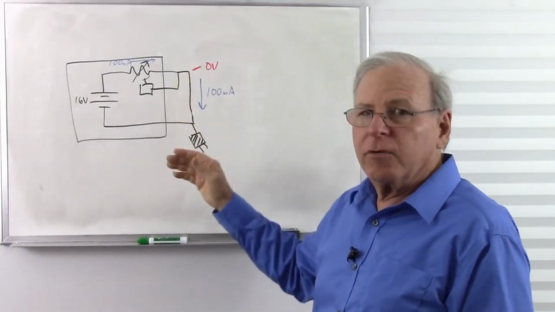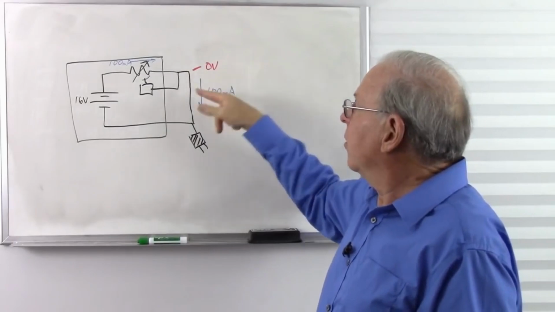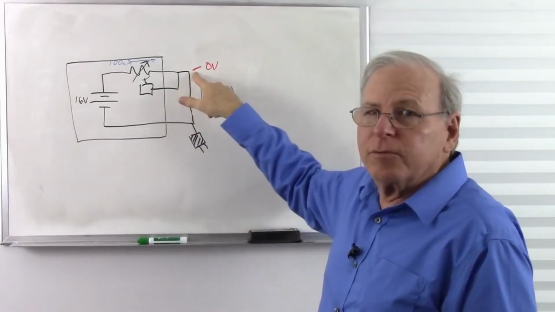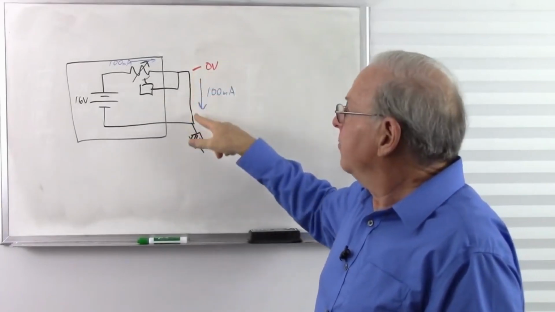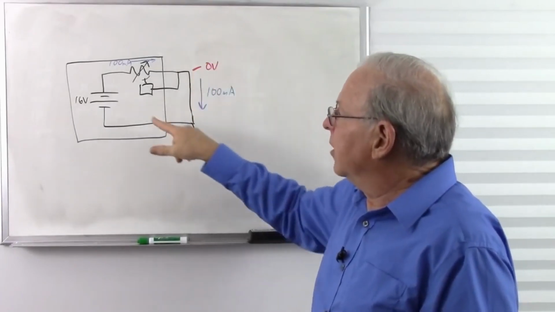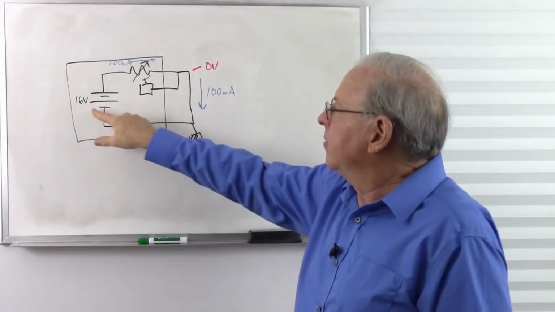I have current, but no resistance. So I cannot have any voltage difference between these two points. So it's not voltage pushing the current from here to here. That's just a short wire, which means I'm going to have the same voltage anywhere along there. So I have the 100 milliamps circulating through the circuit and pushed by 16 volts.